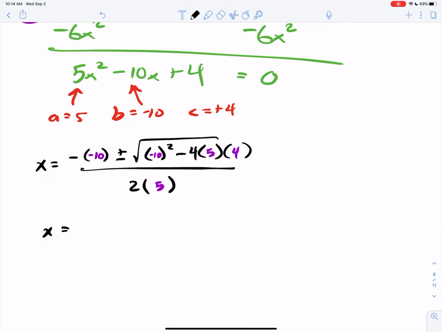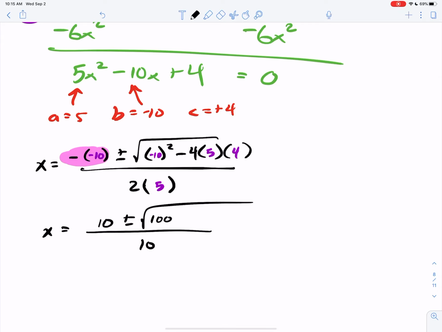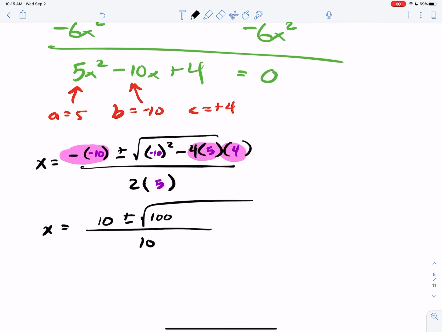It's really tough to. Okay, down below, 2 times 5 is just 10. Up top here, negative times a negative 10 is a positive 10, plus or minus negative 10 squared. Remember, when you're squaring a value, it's always positive. 10 squared is just 100. Okay. 4 times 5 is 20. And 20 times 4 is, sorry, did I say 8? I meant 80. So minus 80.